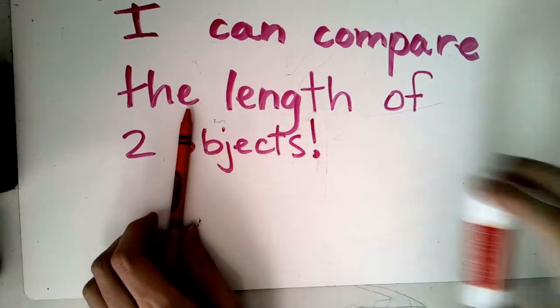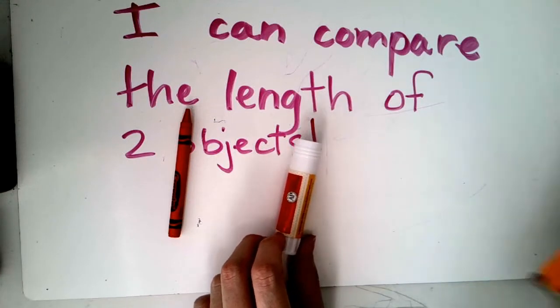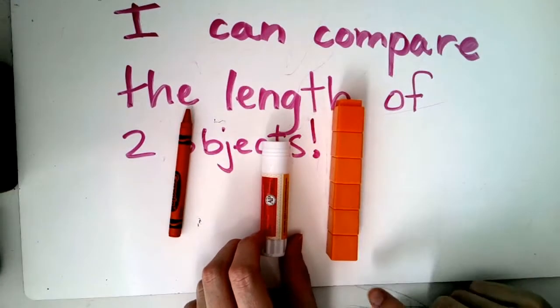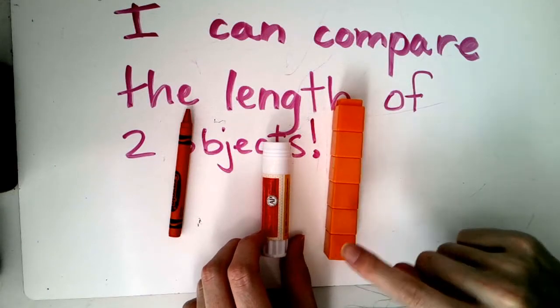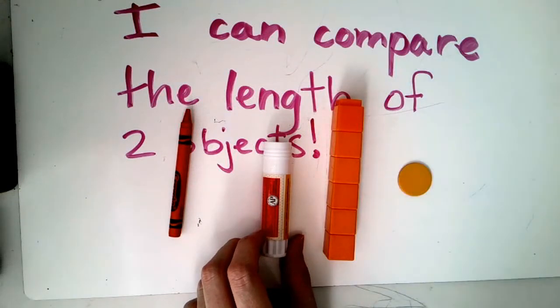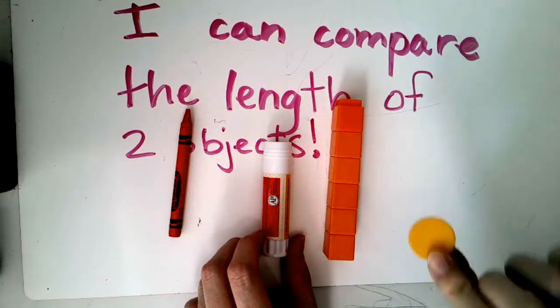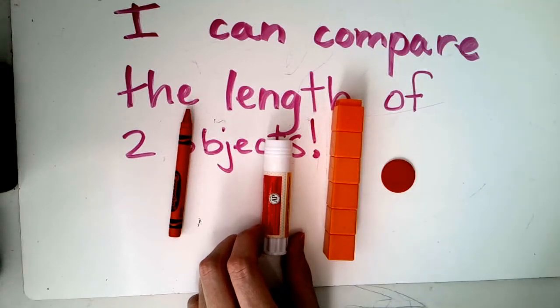I have a glue stick here. I have 6 linking cubes. 1, 2, 3, not centimeter cubes, linking cubes. 1, 2, 3, 4, 5, 6 linking cubes put together. Okay, and I have a counting chip, or a counter. These are those little circles that we use to count and add. That's yellow and red, or maybe red and white, depending on what you have.